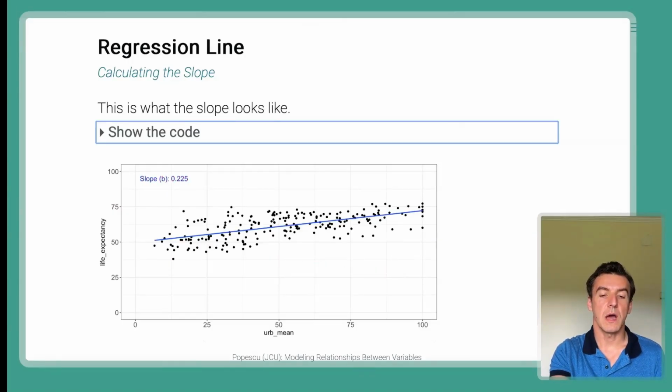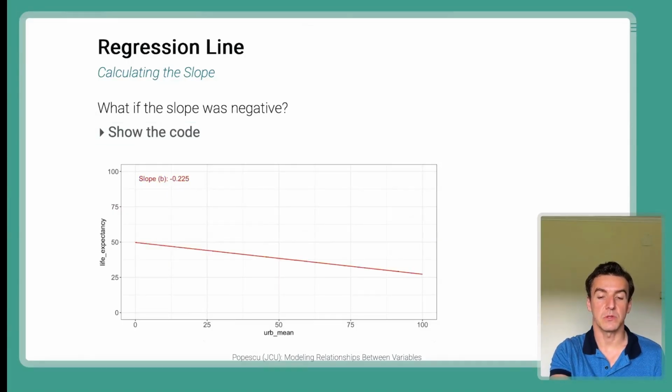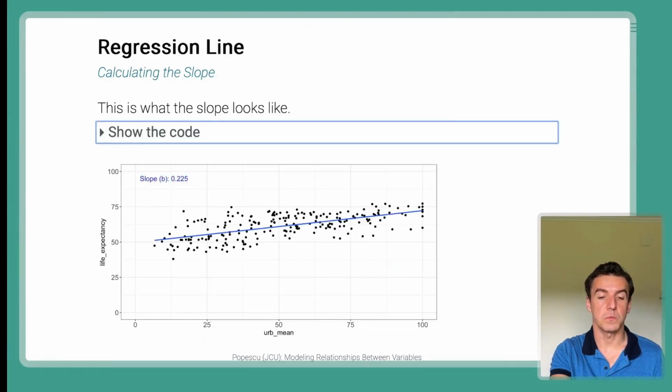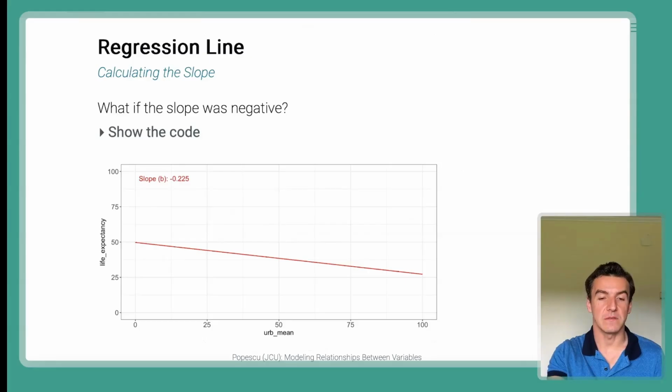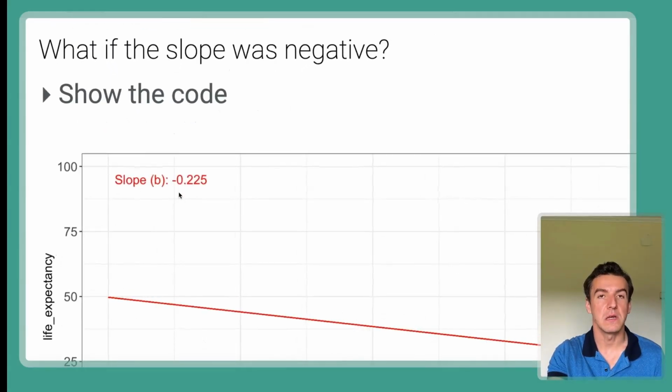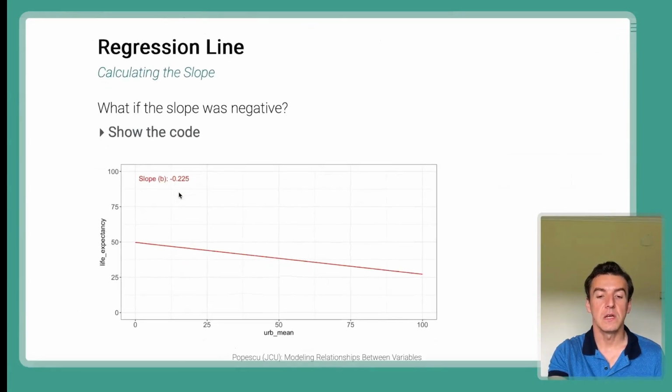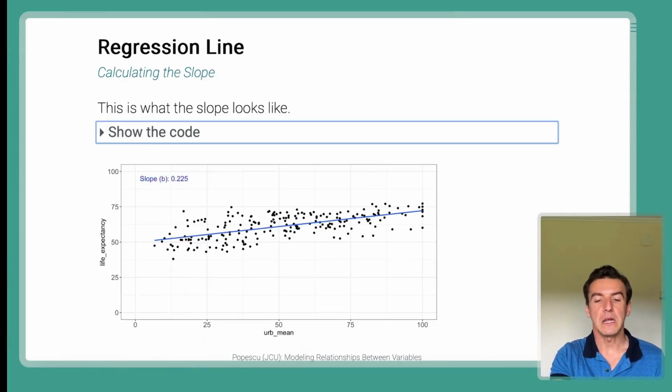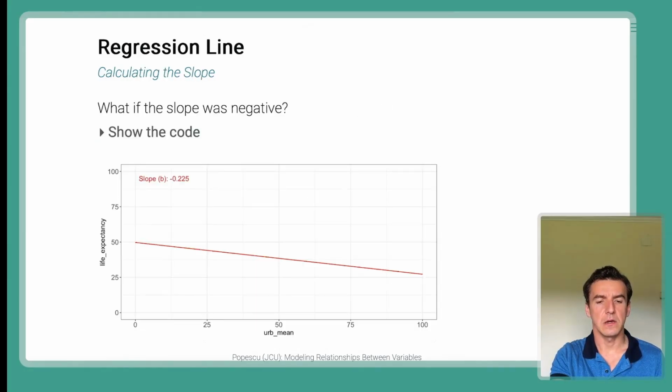So the question here: what would happen if this was negative? I guess it is much clearer now what the slope does. This was a positive slope. This is a negative slope. Notice here that this is minus 0.225. So if b was negative, we would see this type of line. Clearly, our data does not suggest a negative relationship between urbanization and life expectancy. But once again, the point is to visualize what the slope really is.